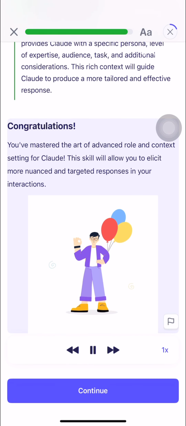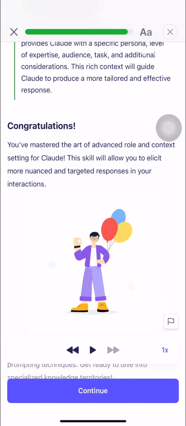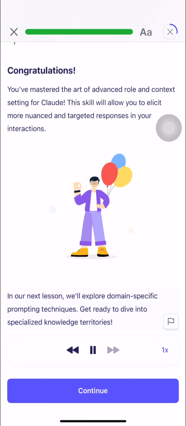Congratulations, you've mastered the art of advanced role and context setting for Claude. This skill will allow you to elicit more nuanced and targeted responses in your interactions. In our next lessons, we'll explore domain-specific prompting techniques. Get ready to dive into specialized knowledge territories.